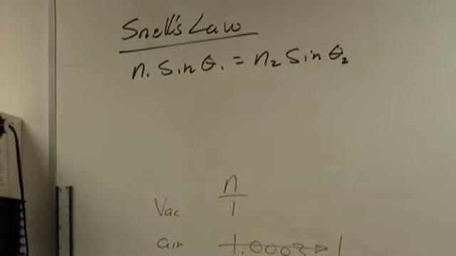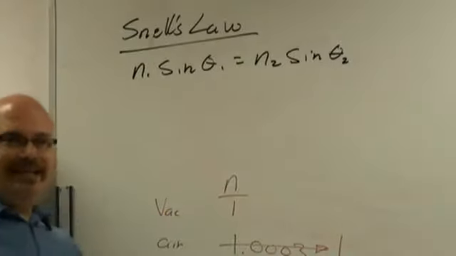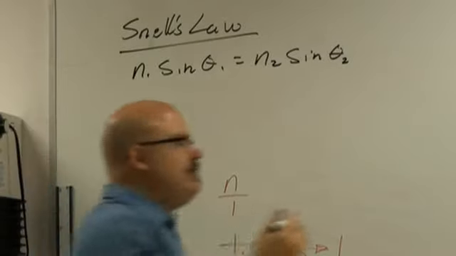Snell's law is for waves that transmit, not the waves that reflect. The part of the wave that reflects is covered by the law of reflection, so the angles are the same. Snell's law covers only the refracted part, the part that transmits through. The transmitted part goes by this. It's really simple. You've worked this last year.